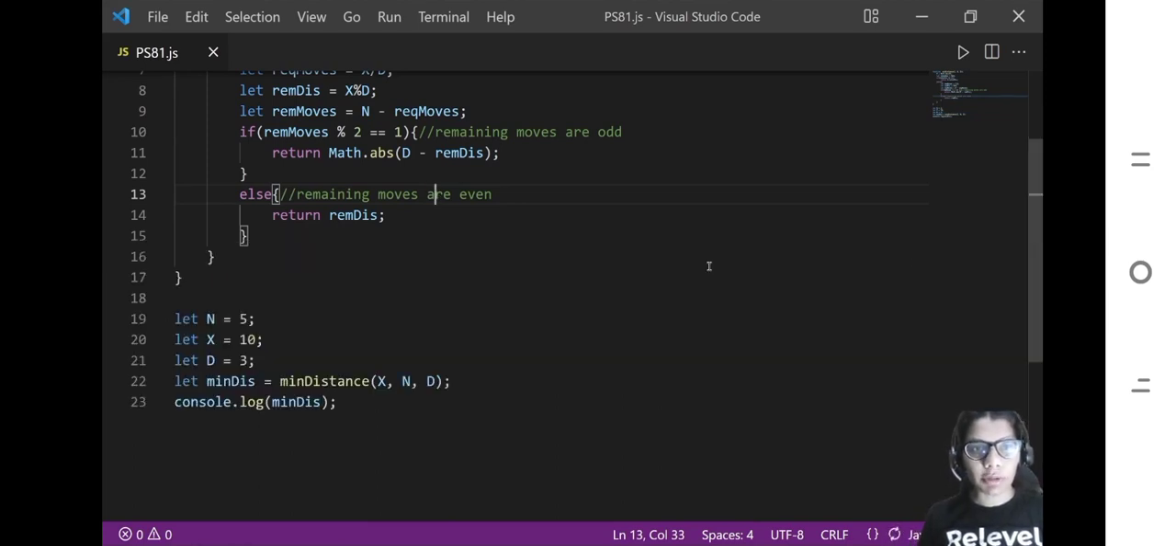So we are done with this particular problem statement. I hope the approach for this particular problem is clear to you and you would be able to solve this problem on your own now.